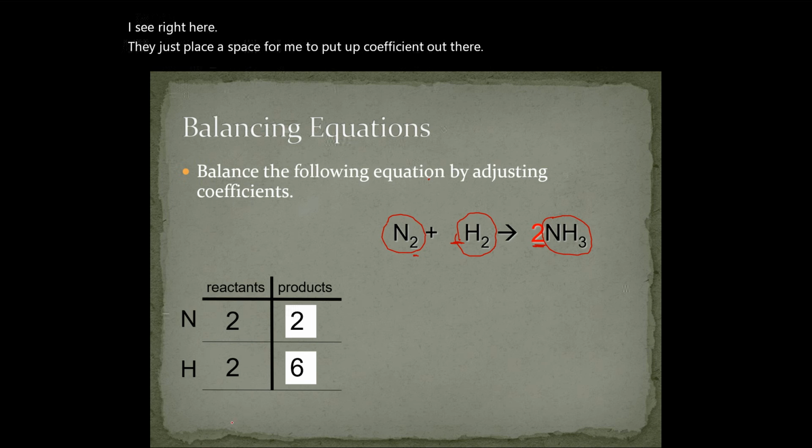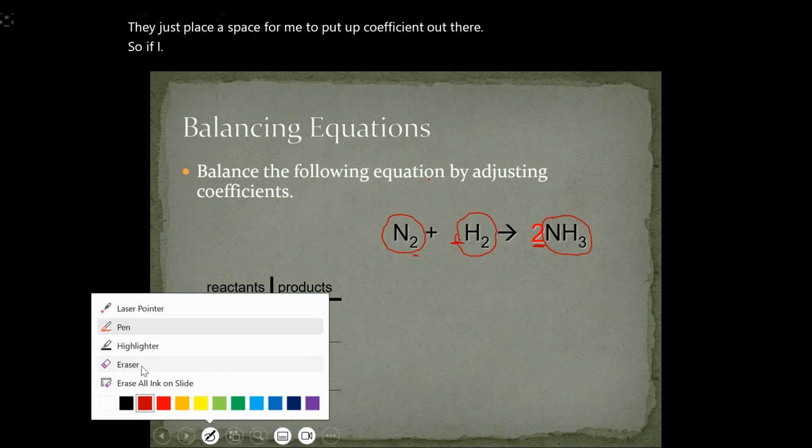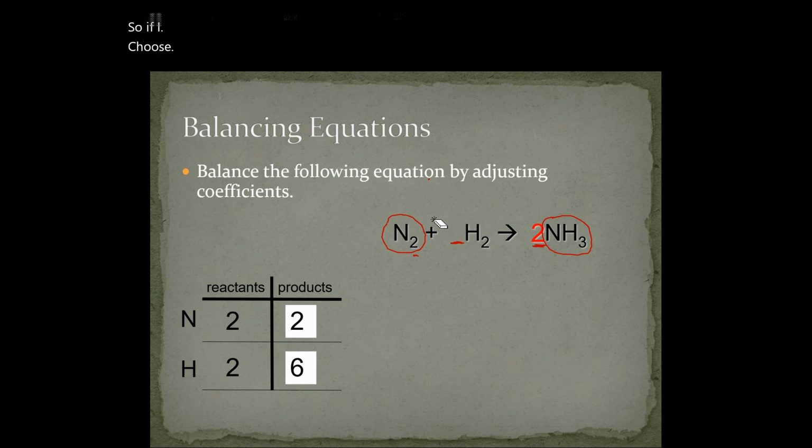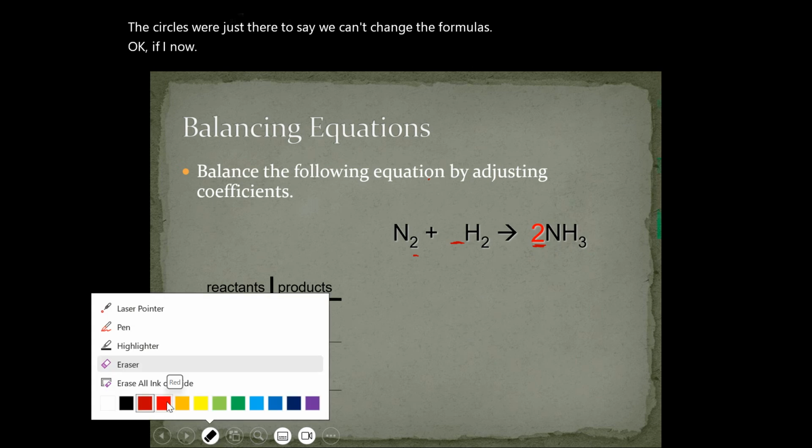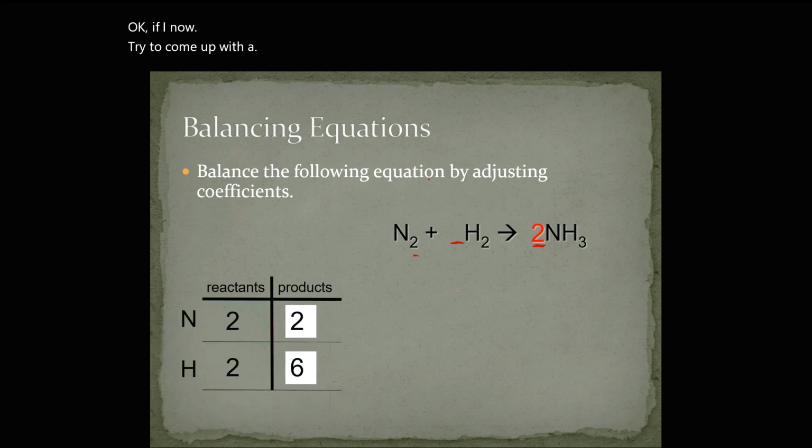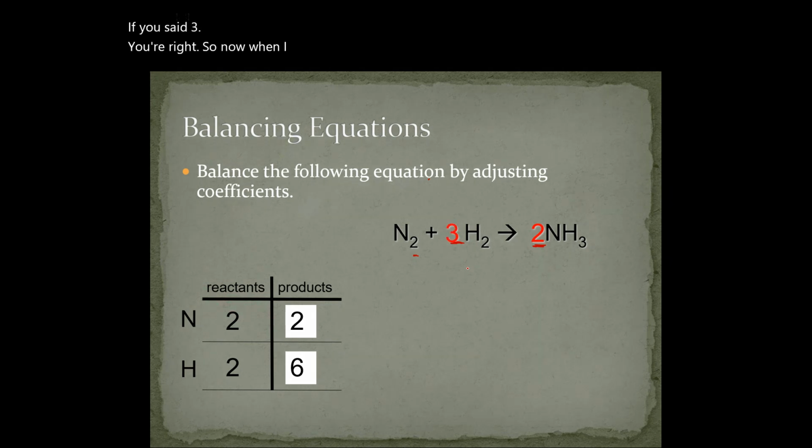The circles were just there to say we can't change the formulas. Okay. If I now try to come up with a coefficient to put out front, what times 2 is 6? If you said 3, you're right. So now when I put that 3 out front in the coefficient spot, I now have 6 total hydrogen atoms and 2 nitrogen atoms.